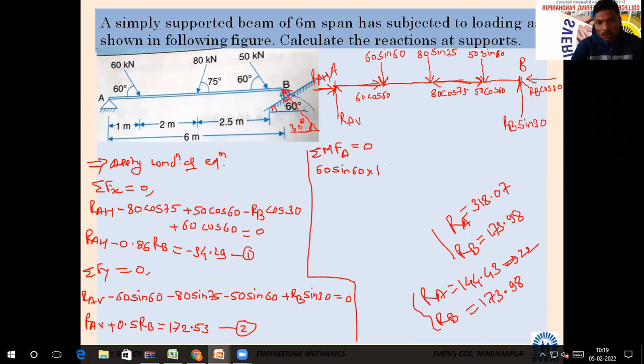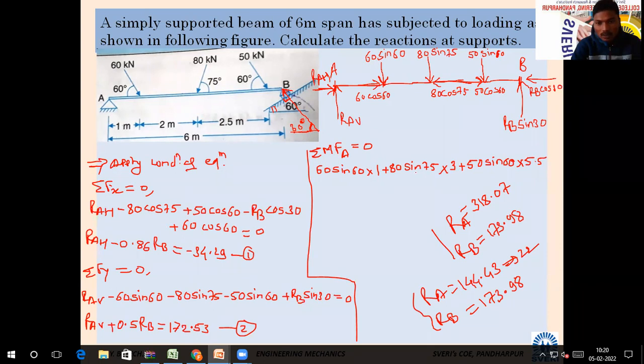Next, 80 sin 75. How will the object rotate? Clockwise. Again clockwise. Then what is the distance of that force from point A? You have to see the figure on the left-hand side. It will be 3. Then 50 sin 60. Again it is going to rotate clockwise, 50 sin 60 into 5.5, since 1 plus 2 plus 2.5 is 5.5.